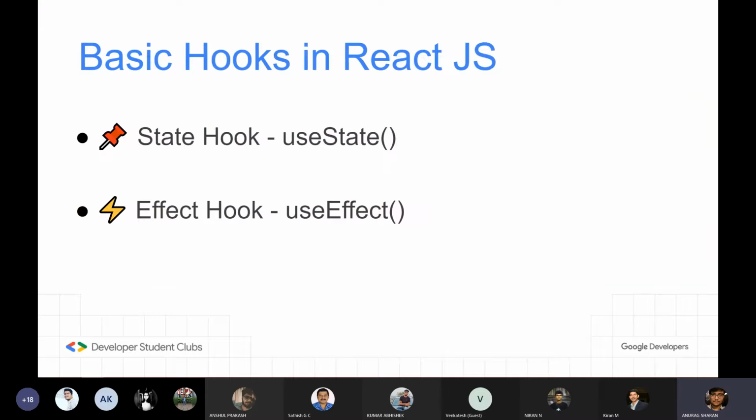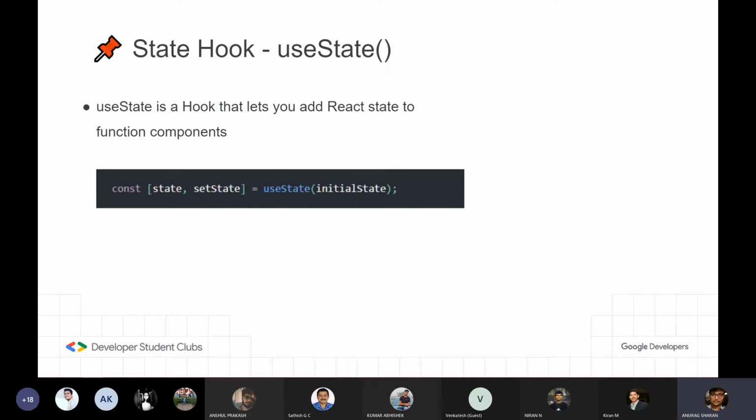So let's look at the different hooks that we will learn today. There are two basic hooks that we'll learn. There are some additional hooks as well, but we won't be touching those today. The two basic hooks are the state hook, which is useState, and the effect hook called useEffect. So what do these different hooks do? I'll explain it to you. First of all, the hook that we'll be using right now is the state hook, useState. useState is a hook that lets you add React state to functional components.